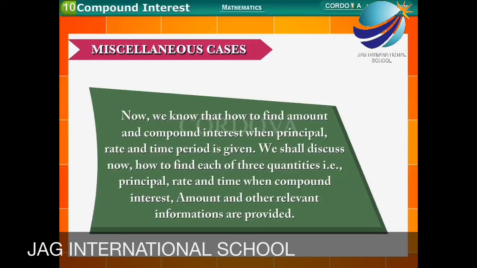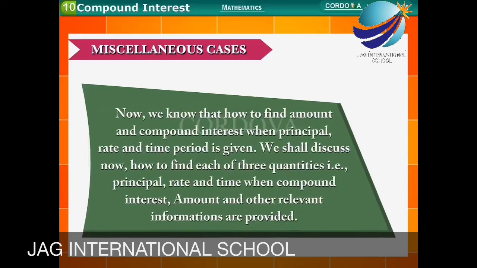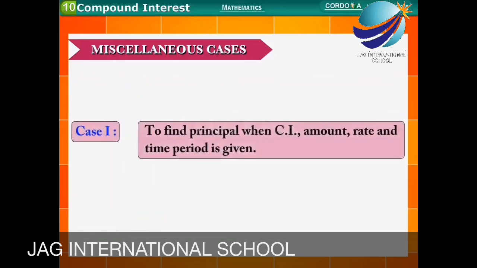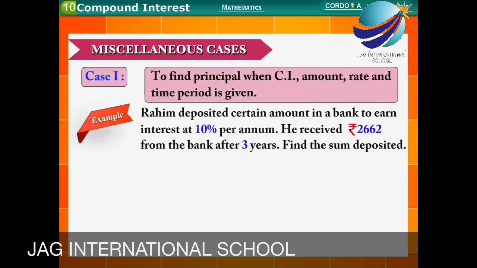is given. We shall discuss now how to find each of three quantities, that is principal, rate and time, when compound interest, amount and other relevant information are provided. Case 1. To find principal when CI, amount, rate and time period is given. Example: Rahim deposited a certain amount in a bank to earn interest at 10% per annum. He received rupees 2,662 from the bank after 3 years.